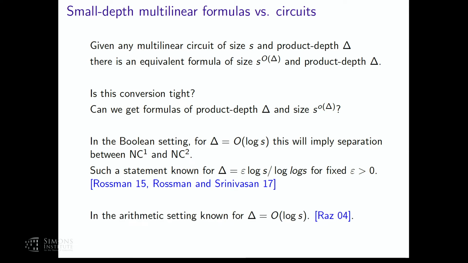In the arithmetic setting, in fact, such a thing was known by Raz's result, which is famously known as multilinear NC1 not equal to multilinear NC2. But unfortunately, Raz's result cannot work for small delta, where in the arithmetic world that is also interesting. So Raz's result works for delta equal to order log s, but for small delta, we recover this result as well. So again, there was evidence to the fact that these two should not be equal. We kind of say that they are not equal.